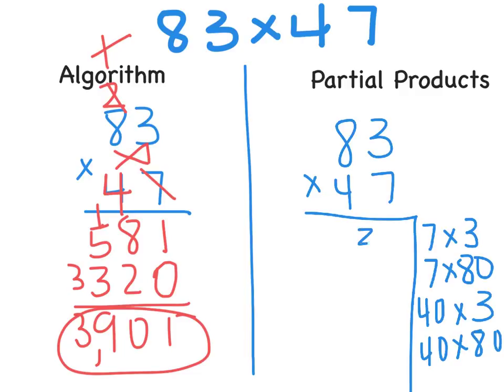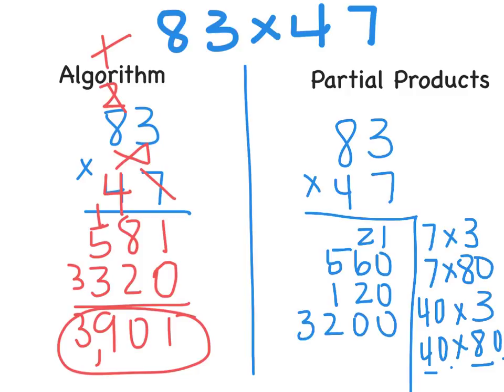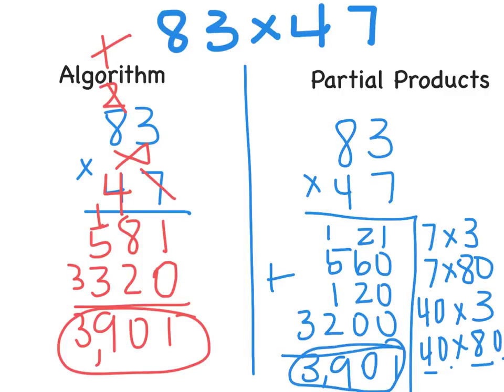7 times 3 is 21. 7 times 80 is 560. 40 times 3 is 120. 4 times 8 is 32 with 2 zeros at the end, which is 3,200. Now I'll add them up. So I'm going to get 10 here. 5 plus 1 plus 1 is 7, plus 2 is 9, and I'll bring down my 3. So again, I got the same answer of 3,901.